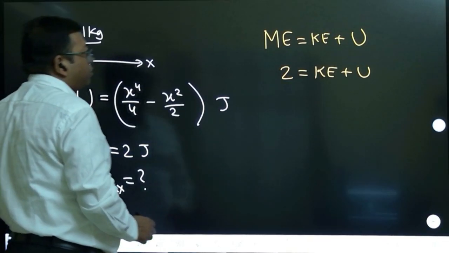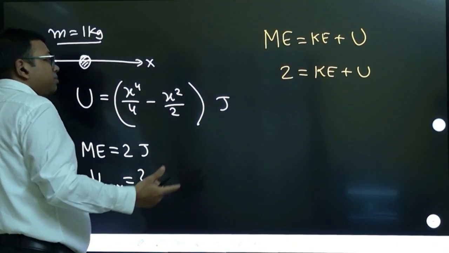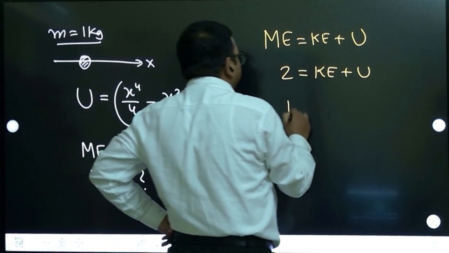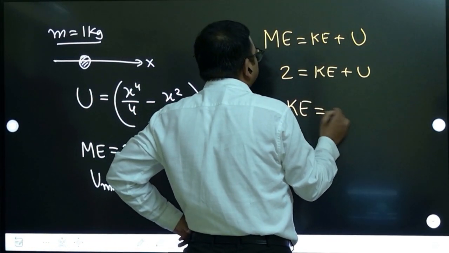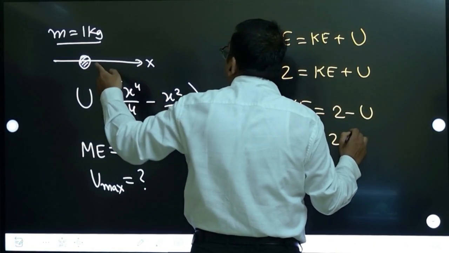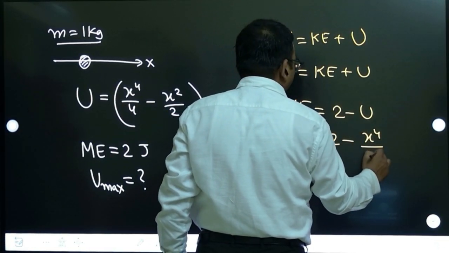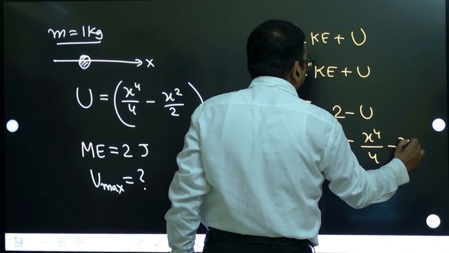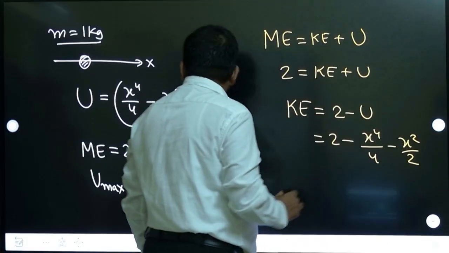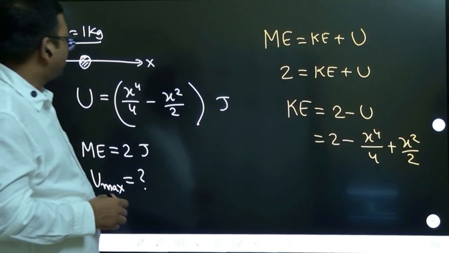So we want maximum speed, which means kinetic energy is maximum. So let us take kinetic energy to this side: 2 minus u. Now substitute u. U is this one. Substitute x power 4 by 4 minus x square by 2. Correct? Minus minus will become plus. Open the bracket, it will become like this.